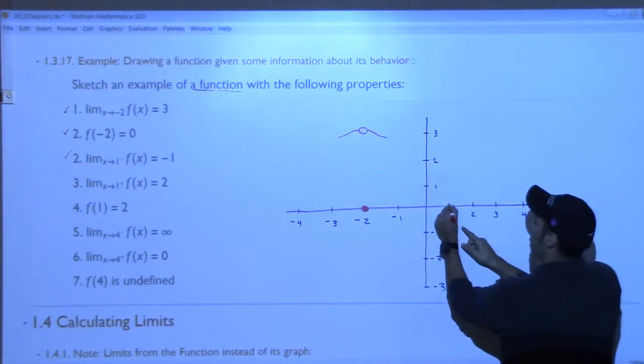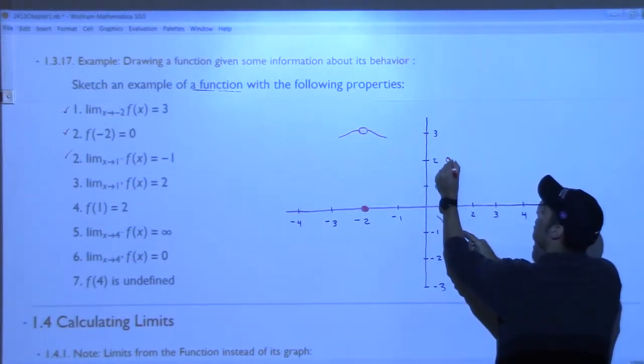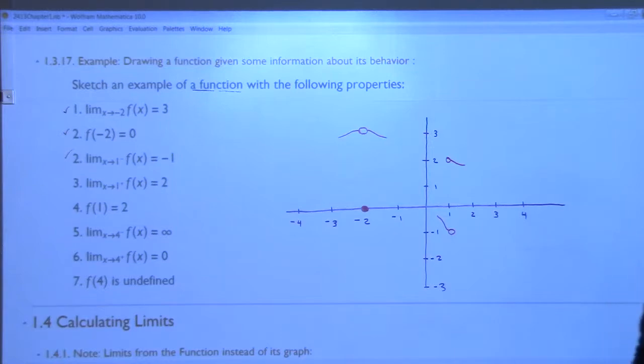So right above 1, I'm going to go up here, draw a circle like that, and do a little tail out the side like that. Yes?